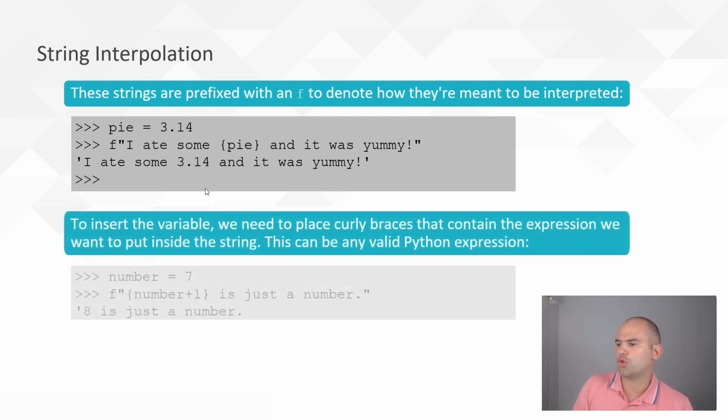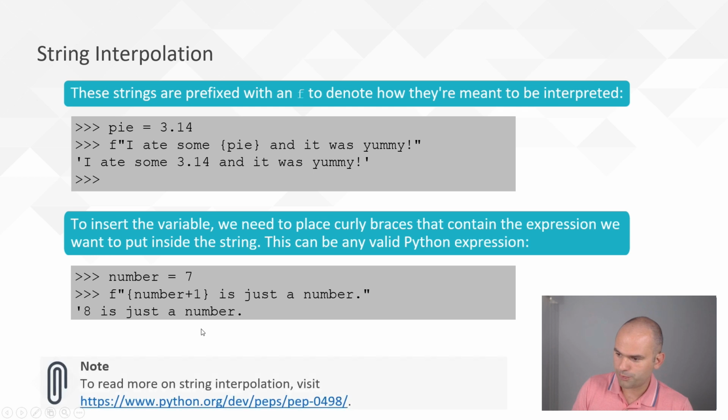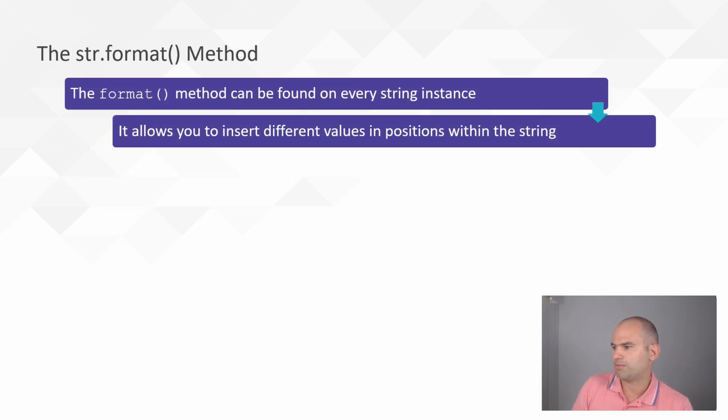Now you can also do some operations within it. See, number is 7. We can even do integer operations here. We add one, so 8 is just a number. So remember, the F and the curly braces are for the variables or the different data that you're including. Here's another way, the .format method. The .format, in my opinion, looks nicer and a lot of people use it, so this is probably the most common one. This is where you really should pay attention.